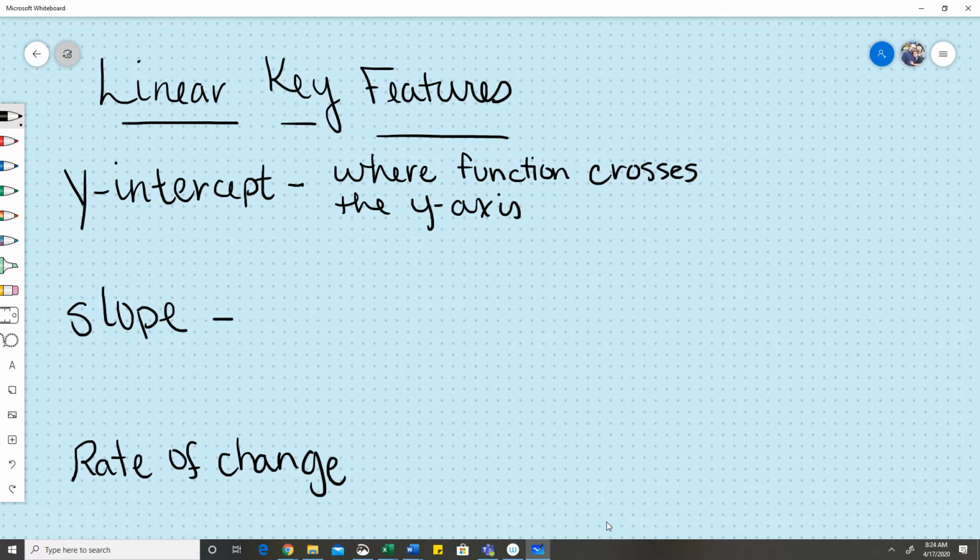Okay? Now your slope is, in Algebra 1, limited to just your linear functions. So when we talk about slope in Algebra 1, that's that constant rate of change in a linear function. It's that constant.